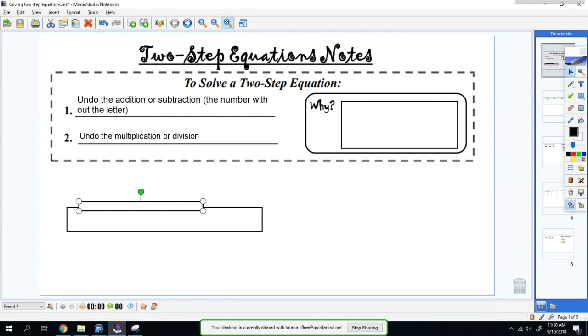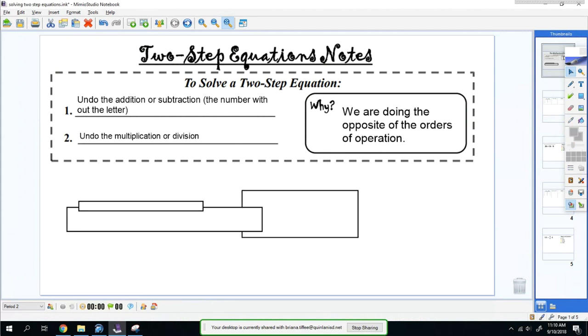And the reason why we undo these is because we're doing the opposite of the order of operations. So your first step will always be addition or subtraction, and the second step will always be multiplication or division. Okay, so that's one way to check yourself.